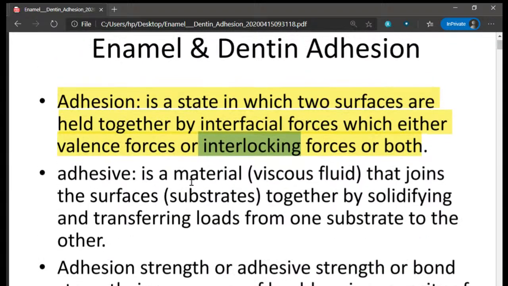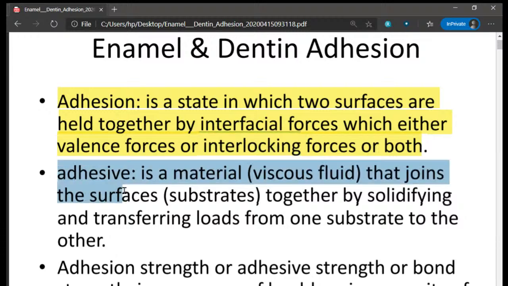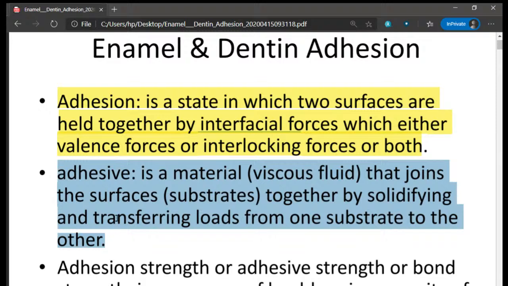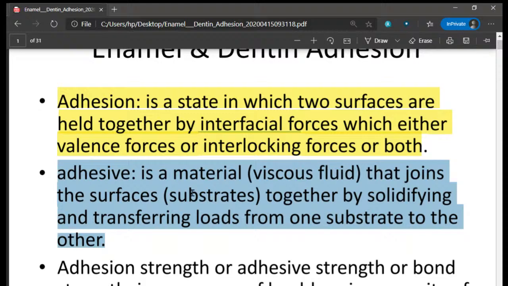Next, in this slide, we have adhesive. Adhesive is a material, a viscous fluid, that joins the surfaces, substrates, together by solidifying and transferring loads from one substrate to the other. Let me try to read it aloud again.